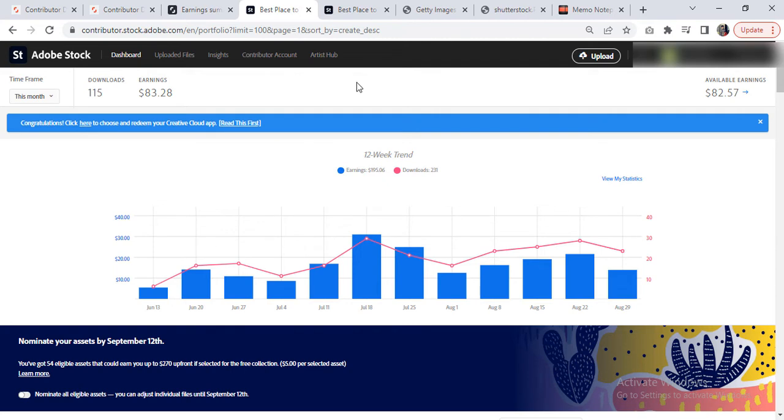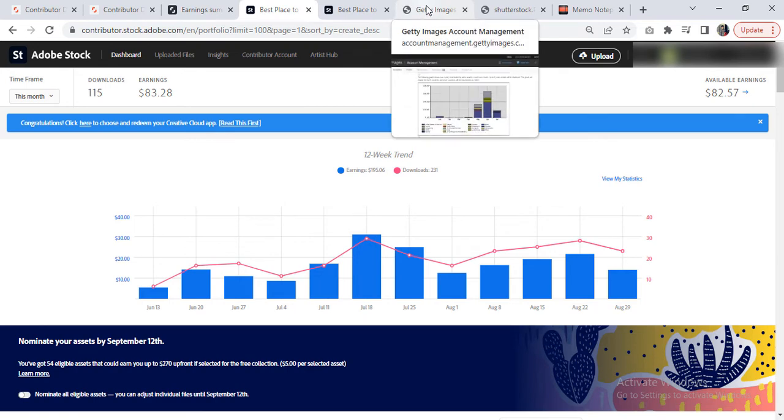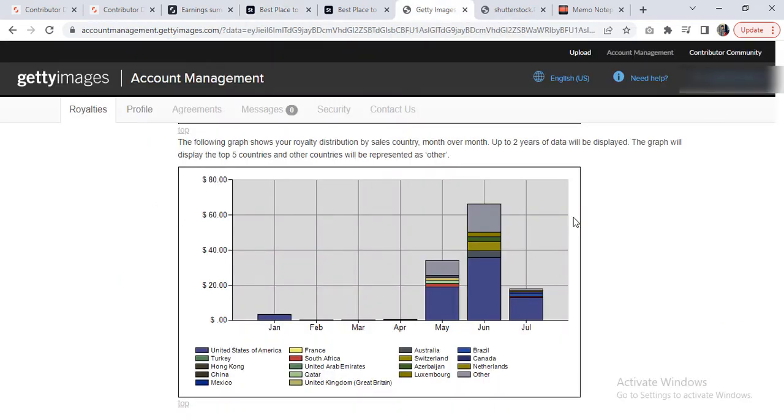And then the third one, the third website, which I have really liked, is iStock or Getty Images, commonly known as Getty Images. And here are the results. The results are quite varying.